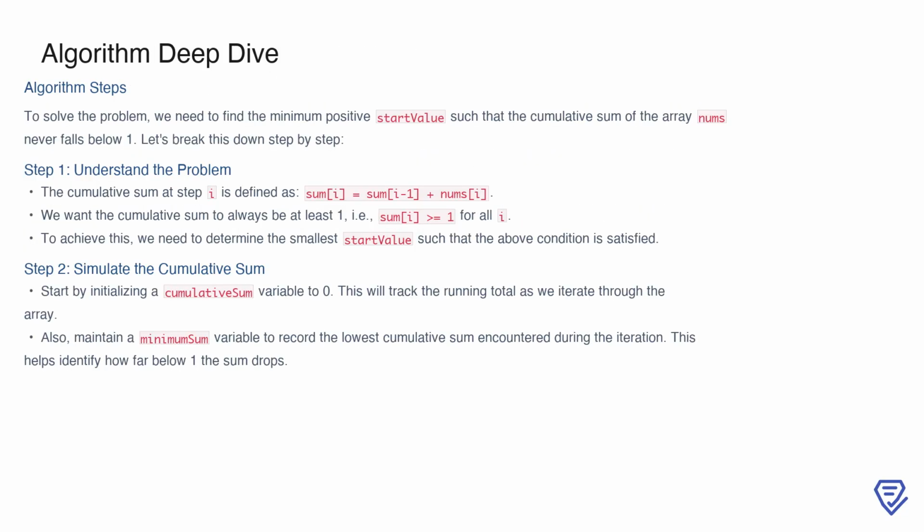To solve this problem, we need to ensure that the cumulative sum of the given array never falls below 1. The challenge is to determine the smallest positive value for start value that satisfies this condition.